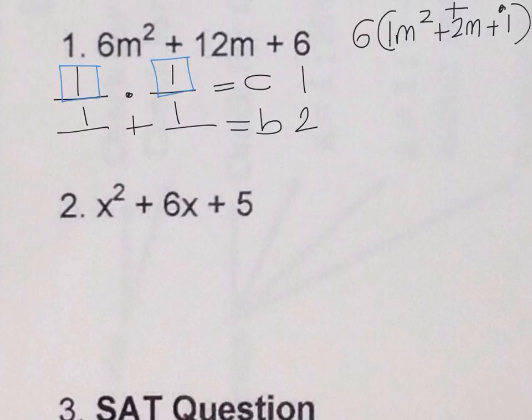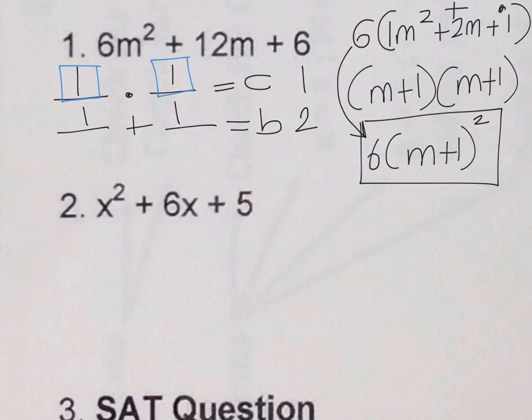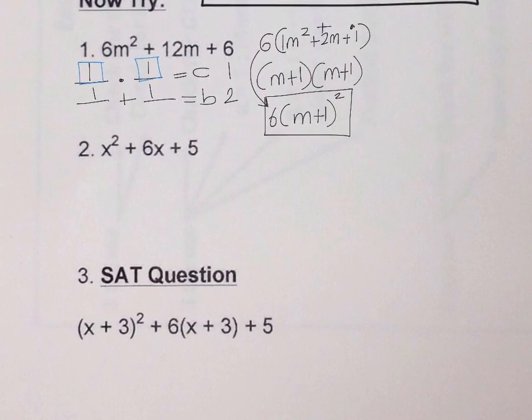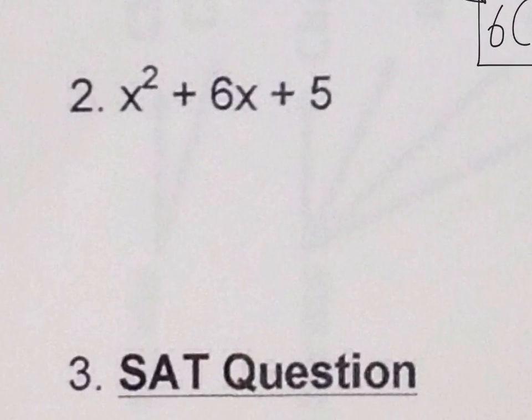So then my first factor is going to be x, or m, since the variable over here is m. So m plus 1, and the second one is m plus 1. Now, m plus 1 and m plus 1, this is basically m plus 1 to the power 2. Now, don't forget to copy down the GCF, and that would be your final answer. Now, I would like you to take some time to try to do number 2 on your own. So please pause the video and try it on your own.